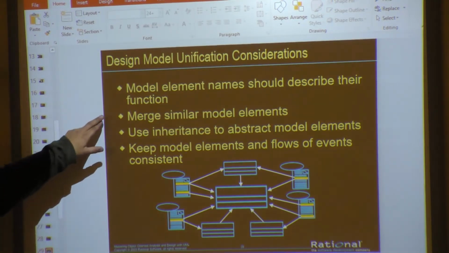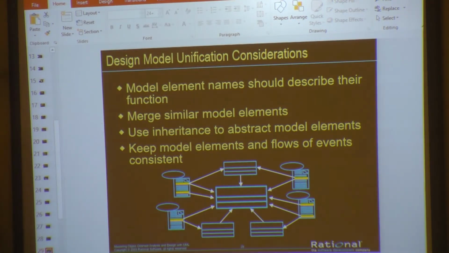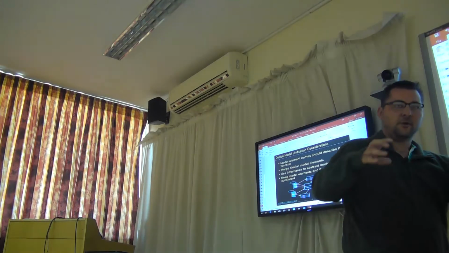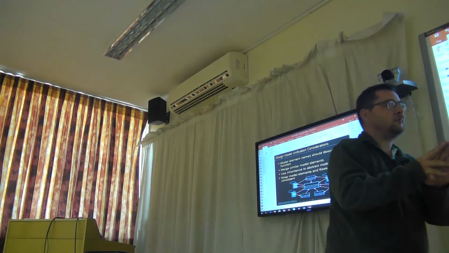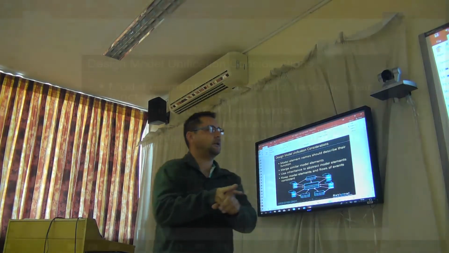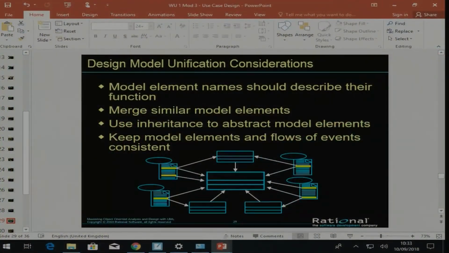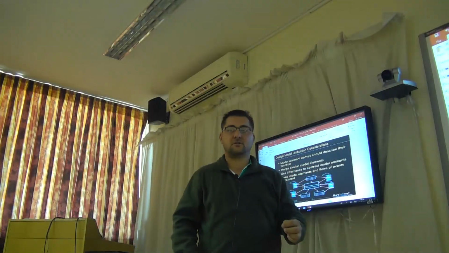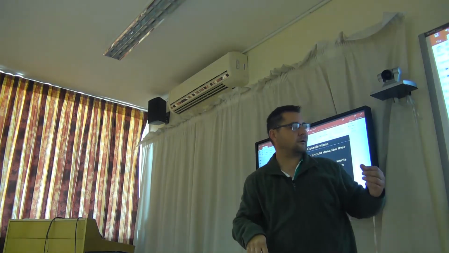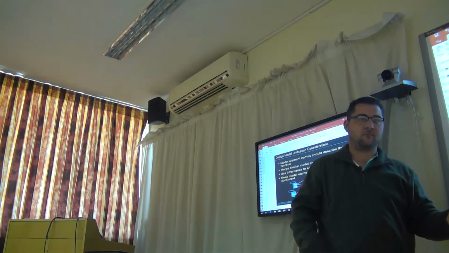So what does it mean? We might merge similar model elements. If these elements are close to the same or the same even, we can bring them together and merge them. Now that also helps us to properly use inheritance to abstract some model elements and create some structure and hierarchy. It also keeps model elements and flow of events consistent, because now you are really refining the naming of your classes, especially if there are multiple classes with close to or the same name.